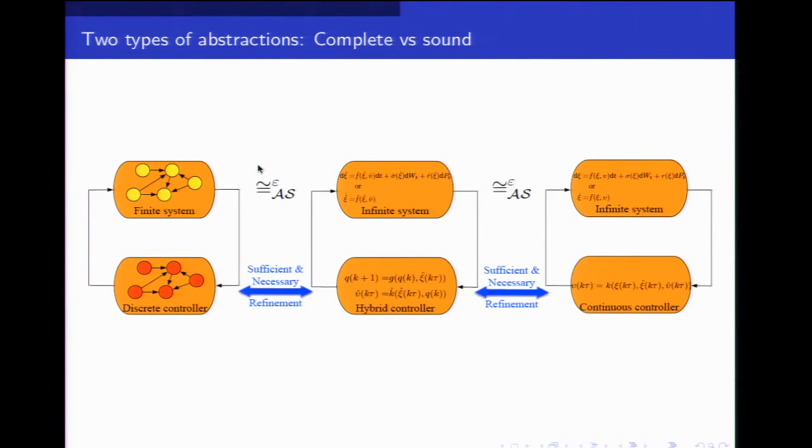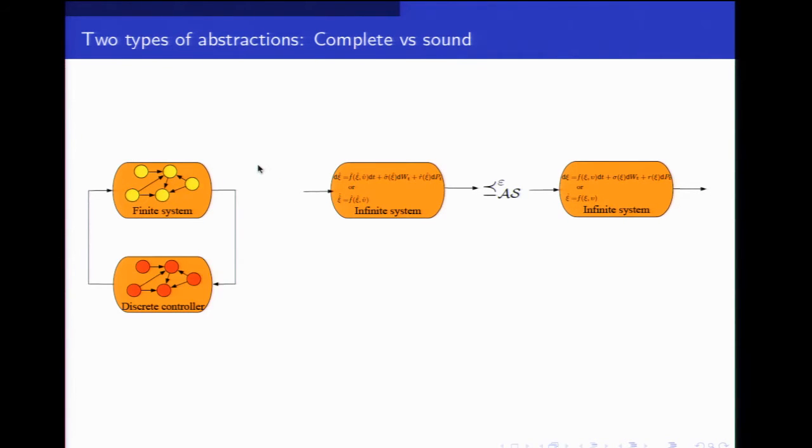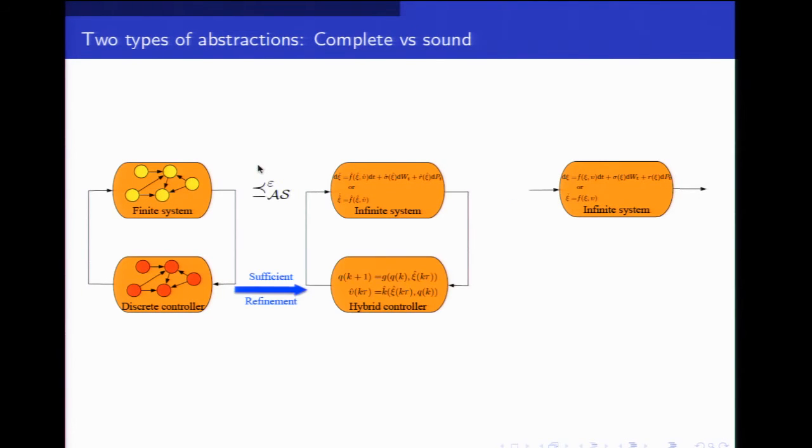Okay, so you have all this if and only if. Now there is another type of abstraction called sound abstraction. It's not complete anymore, and you see I changed the relation to now less than or equal. If I can establish this type of abstraction, let's say in the discrete domain, I manage to design a discrete controller such that this closed loop satisfies my complex property. Because of the sound abstraction, I have the guarantee that I then have a hybrid controller for this system such that this closed loop also satisfies the same property.